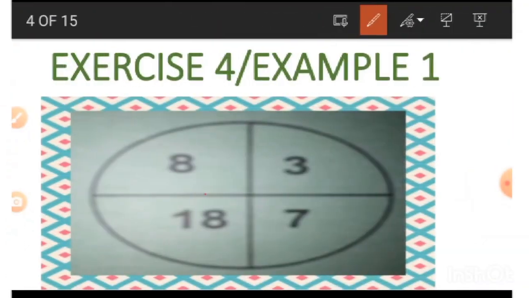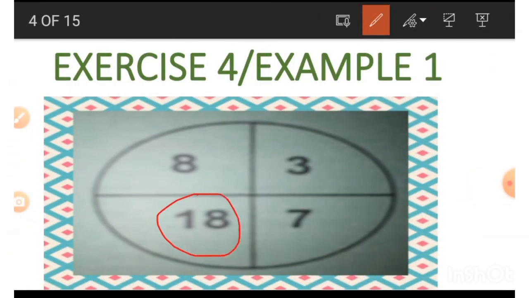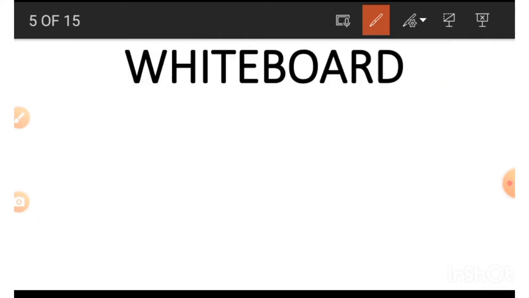In this example, we can see 4 numbers in a circle in 4 quadrants. The biggest number is 18, and when we look at it, if these 3 numbers are added, what comes to mind? We can get 18. So let's see what we do with these 3 numbers. Now let's begin.